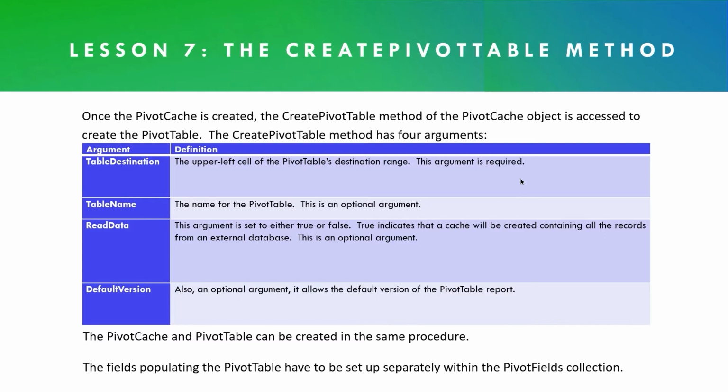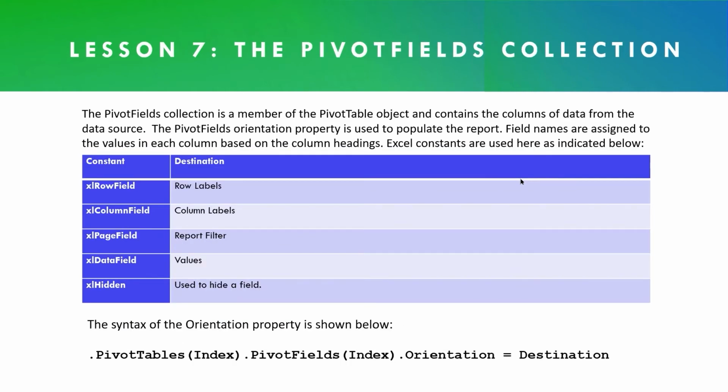The pivot cache and pivot table can be created in the same procedure, and the fields that are going to populate the pivot table have to be set up separately within what's known as the pivot fields collection. Yes, this sounds complicated until you get used to it. The pivot fields collection is a member of the pivot table object, and it contains the columns of data from the data source.